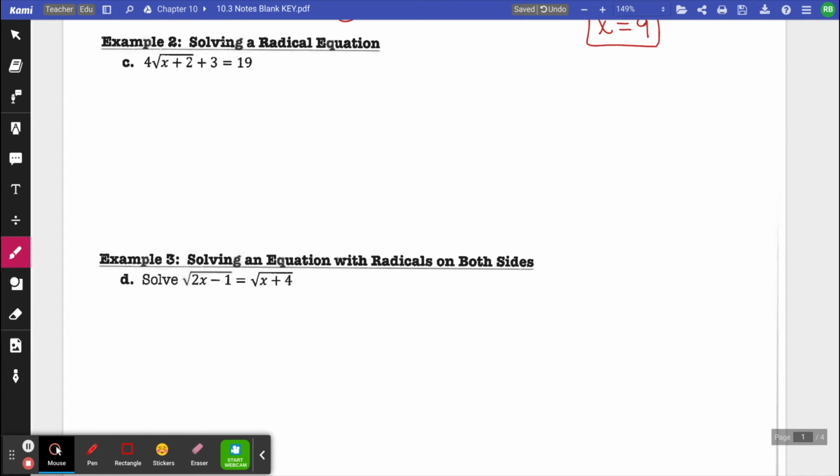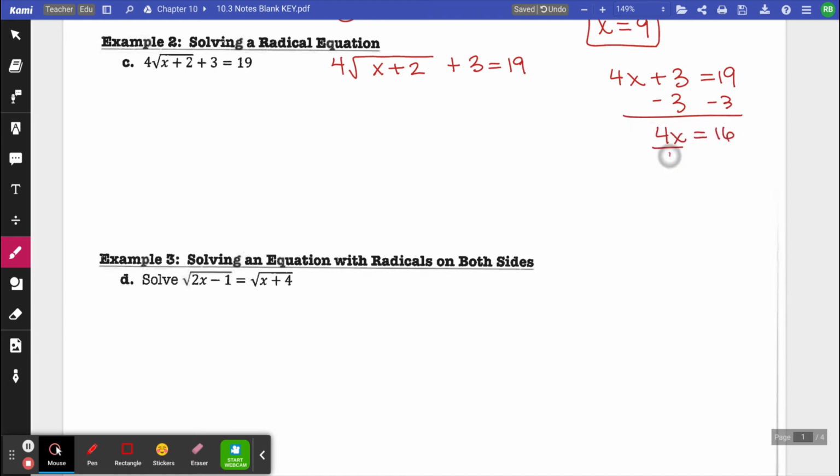Okay, let's make it a little bit harder. And we have 4 times the square root of x plus 2, outside plus 3 is equal to 19. So think of this as 4x plus 3 equals 19. When you go to solve for x, the first thing you're going to do is subtract 3. And then you'll have 4x is equal to 16. And then to get x alone, you'll divide by 4 and you get x is equal to 4. Now, this is not the answer we're going to come up with because we don't have x. We have the square root of x plus 2. But I just wanted to show you that's the mentality you're going to use in order to solve this problem.